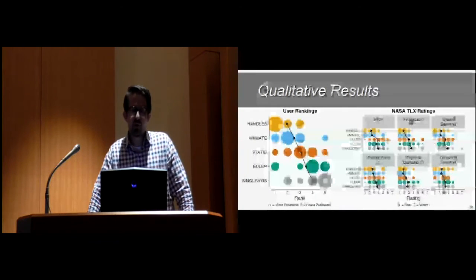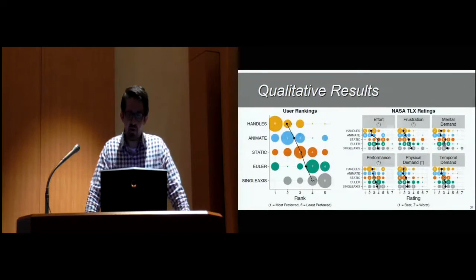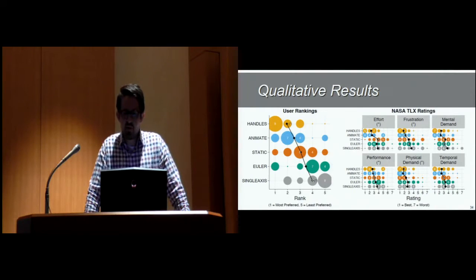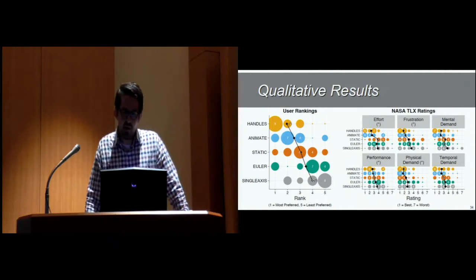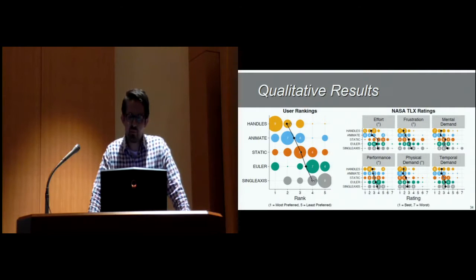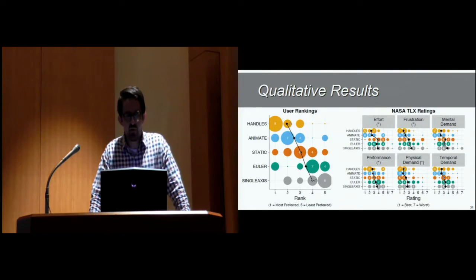Here are the results from our qualitative feedback surveys. For these charts, one is best, so having more votes towards the left of the chart is better. You can see that handles trended to being most preferred pretty much across the board. And single axis actually trended to be the least preferred. In fact, Euler and single axis generally ranked lower than static. In other words, some people preferred to have no instruction compared to having either Euler or single axis.